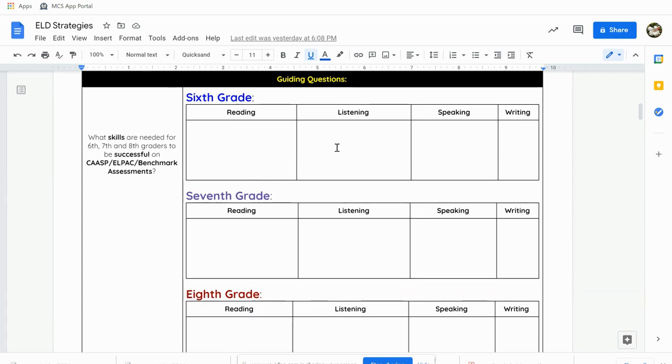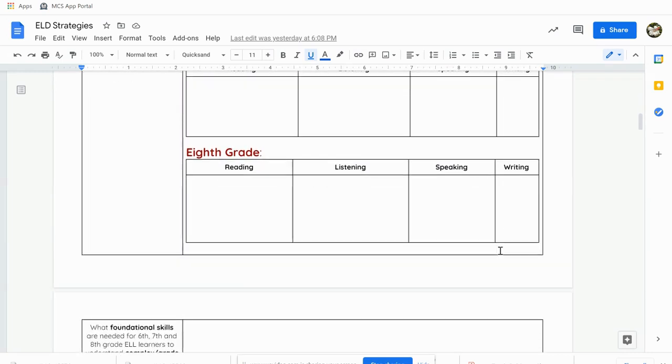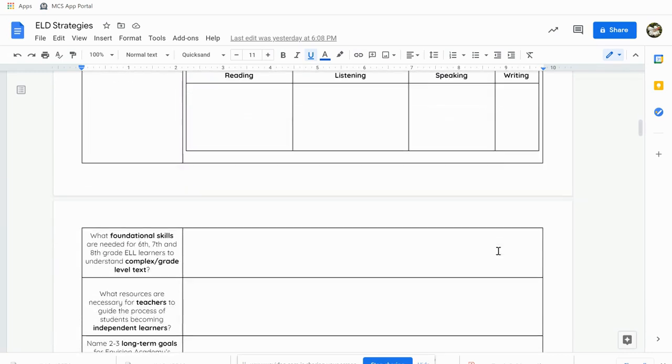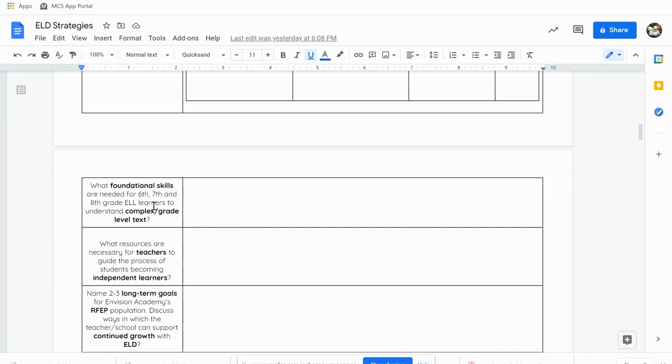Please fill in these tables with information that you, as their teacher or as their administrator, believe to be of most importance. Okay, and again, this is for sixth grade. Place that in this table here. Seventh grade, you have your own table. Eighth grade, you have your own table as well.